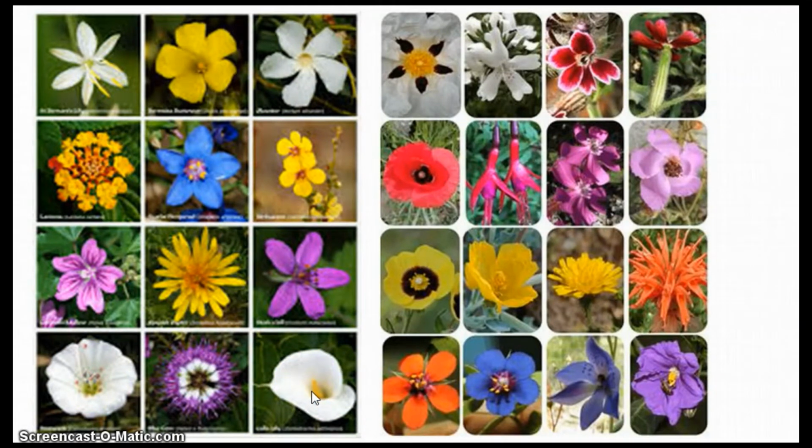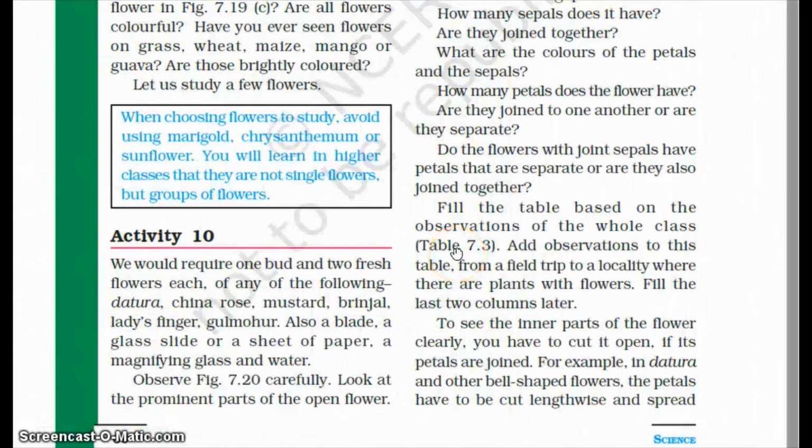So when you observe the number of sepals and the number of petals, you will find that there is a lot of variation. In sepals also, there is a lot of variation in the number of sepals in each flower, whether they are joined or not. So you have to observe all these points of sepals and petals, and you have to fill the table.